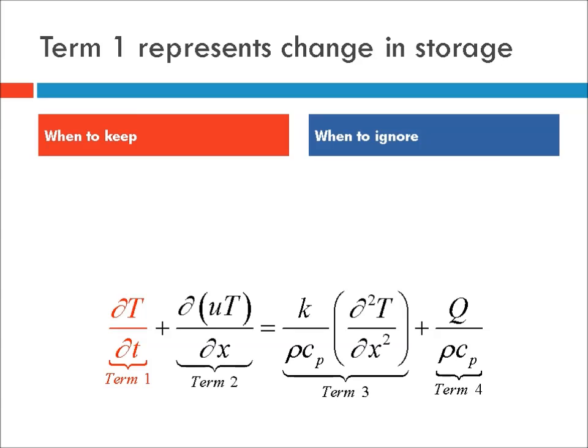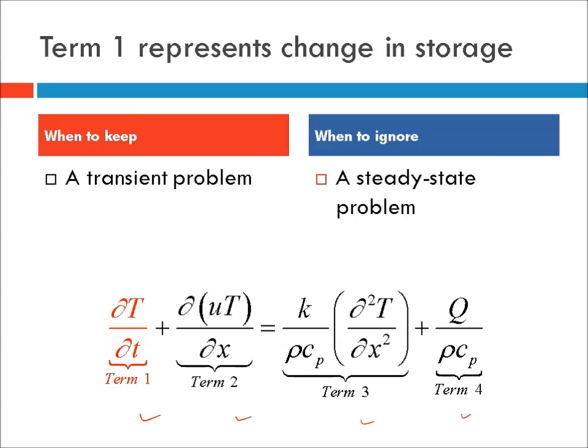Okay, so term one, and we're going to go over the four terms. Term one represents change in storage. Do I need that term all the time? No. When do I keep it? It's a transient problem. Temperature is changing with time, and so if temperature is changing with time, then this term stays. When do I get rid of it? It's a steady state problem. So temperature does not change with time. So del T would be 0.